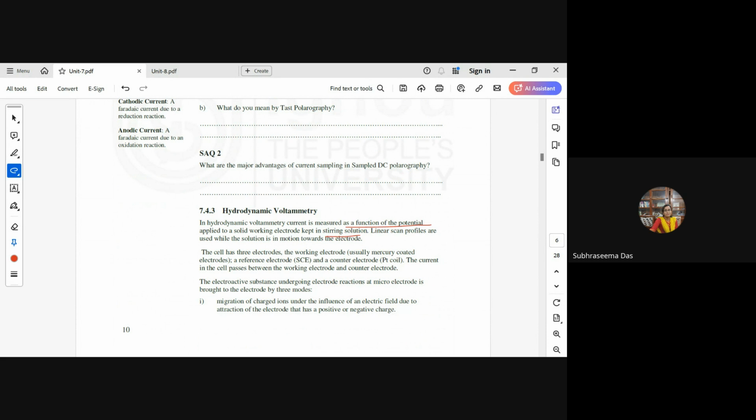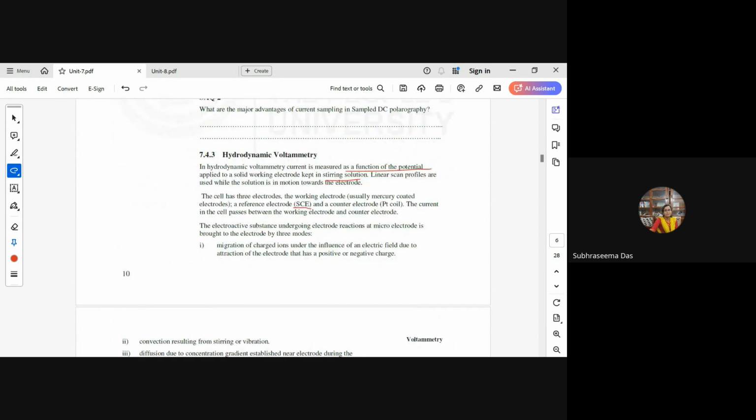Here in hydrodynamic voltammetry, the cell has three electrodes: the working electrode, which is usually the mercury electrode, the reference electrode, that is the SCE, standard calomel electrode, and a counter electrode, and mostly it is the platinum coil. The current here passes between the working electrode and the counter electrode, that is the platinum coil.